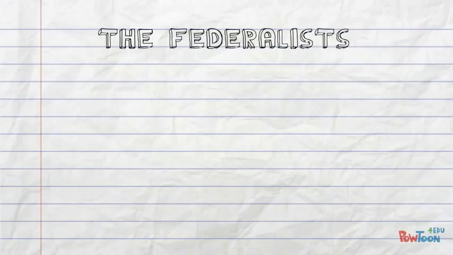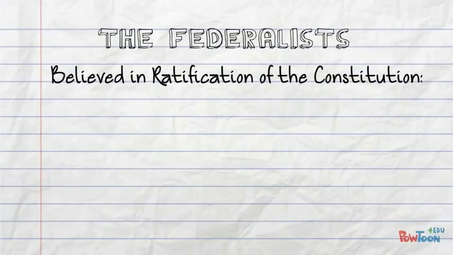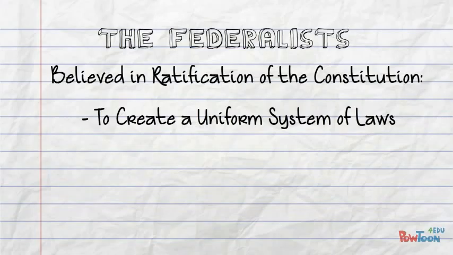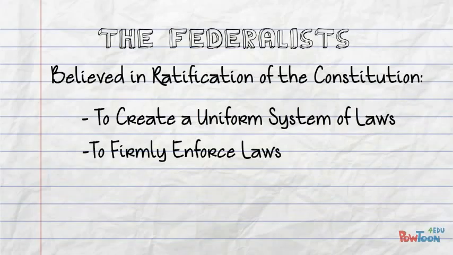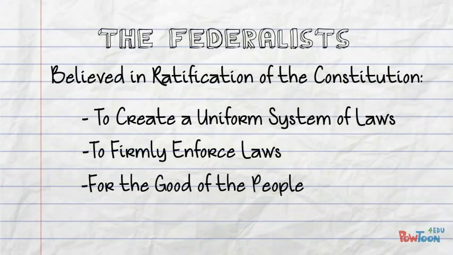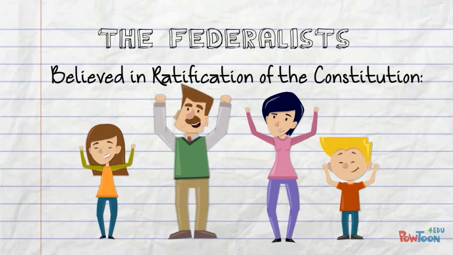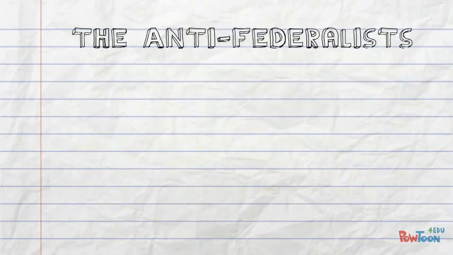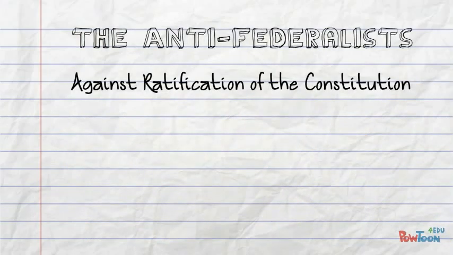The Federalists argued that the Constitution needed to be ratified in order to create a uniform system of laws to be firmly enforced. They also said it would be for the good of the people and that it would protect their rights. The Anti-Federalists argued that the Constitution should not be ratified.